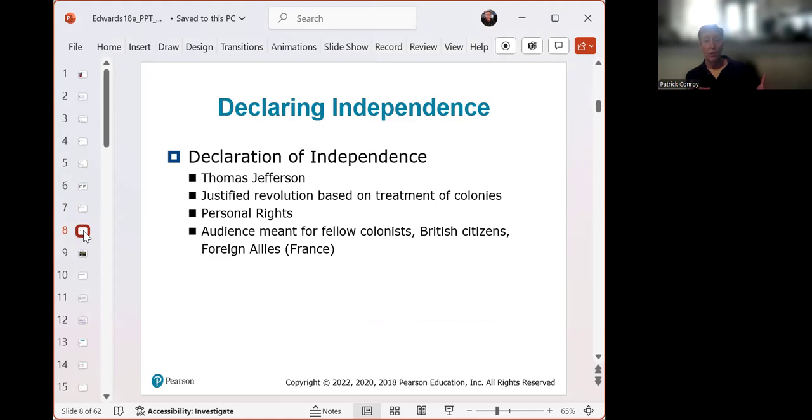Thomas Jefferson wrote the Declaration of Independence. He justified the revolution based on the treatment of the colonies and personal rights, like all men are endowed by their creator. The audience was meant to be fellow colonists, to unite them, and British citizens, to try to get them to realize that they should not support a war against the American colonies, and particularly foreign potential allies like France, who was still angry about the last war, to get them on board to send aid.